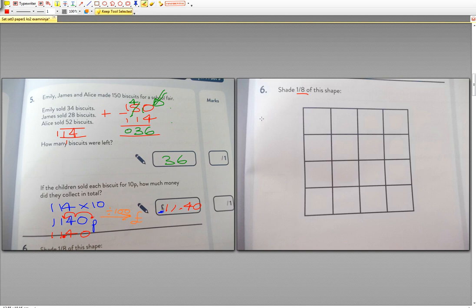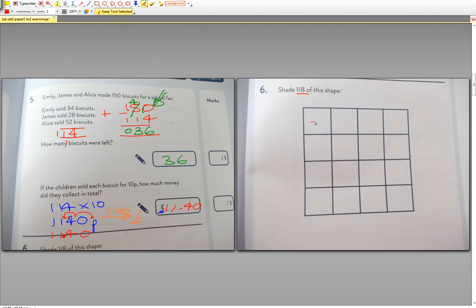Anybody? Go on. Means that it's going to be half of it. Okay, not quite. Go on. Shading one of the boxes. So you shade in one box out of every 8 boxes. Every time you count 8, you shade 1. Yeah. So let's do that then.